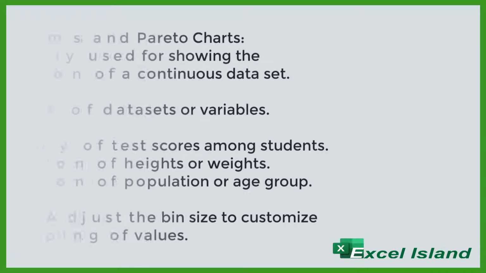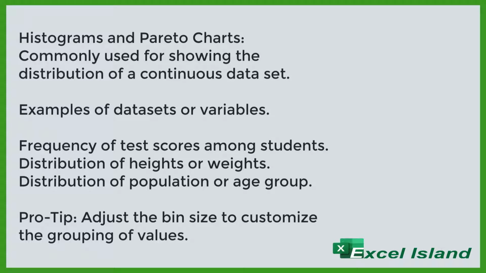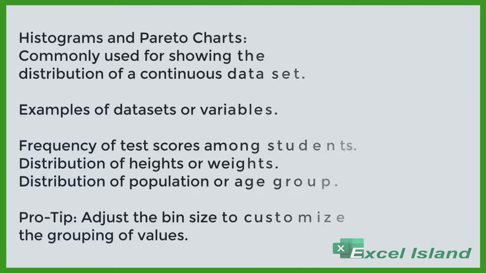The third and fourth types of chart and graph we'll be looking at are the histogram and the Pareto charts, which are commonly used for showing the distribution of a continuous data set. Examples of data sets you can use on this chart type are frequency of test scores among students, distribution of height and weight, and distribution of population by age group. One pro tip here is that you should adjust the bin size to customize the grouping of values, and I'll be showing you this pro tip as we move along. So let's jump into Microsoft Excel and have a demo.